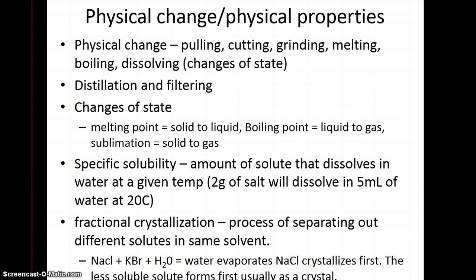Fractional crystallization just means turning into crystals. It's the process of separating out different solutes in the same solvent. So let's say we took some salt, sodium chloride, and some potassium bromide, and we dissolved it in water. And if we let the water evaporate over time, salt will crystallize first, and then eventually the potassium bromide. So the less soluble solute forms first, and usually when they form, they are in crystal form. But still, that is just a physical change. The water is just evaporating, and we started with salt, we still have salt. We start with potassium bromide, we still have potassium bromide in the end.